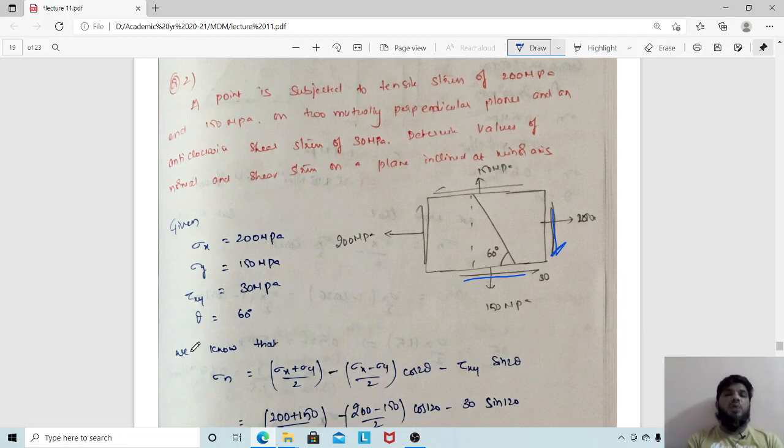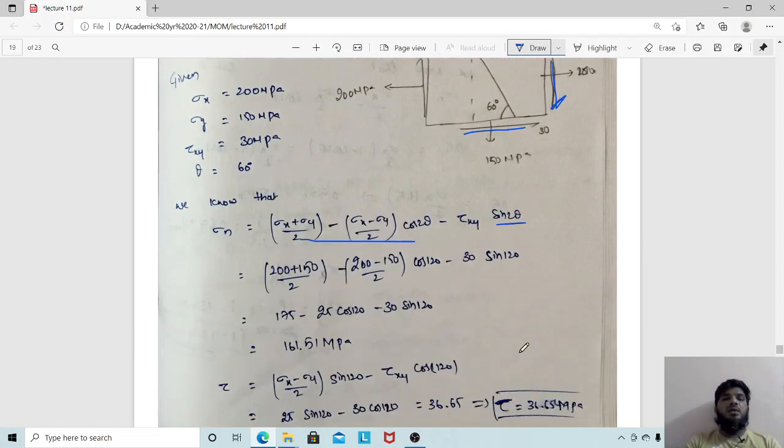The formula we have to remember: sigma n is equal to (sigma x plus sigma y) by 2 minus (sigma x minus sigma y) by 2 cos 2 theta minus tau xy sin 2 theta. Here it is cos, and here it is sin. You can remember the first case: (sigma x plus sigma y) by 2, (sigma x minus sigma y) by 2 cos 2 theta. Once you have got cos here, obviously in tau you should get sin. So substitute the formula: (200 plus 150) by 2, (200 minus 150) divided by 2.